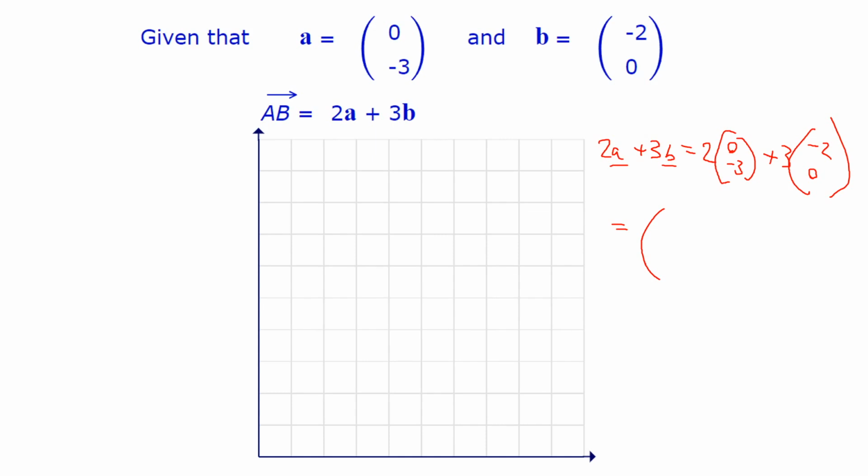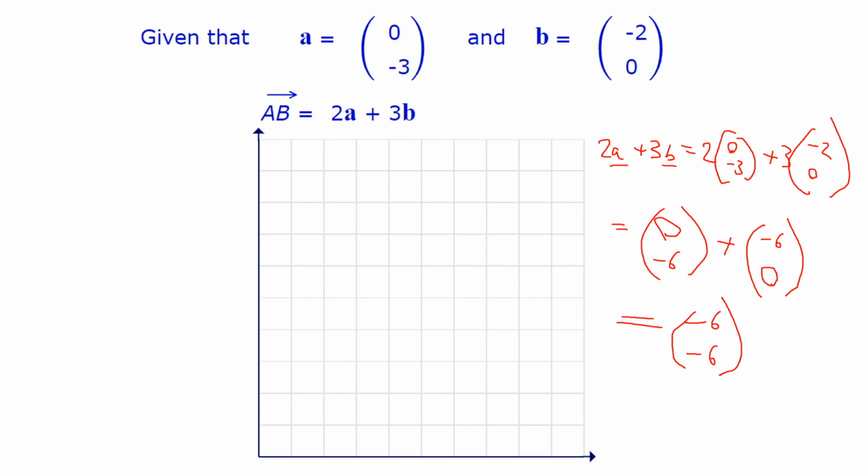2 times 0 is 0. 2 times -3 is -6. Plus 3 times -2 is -6. 3 times 0 is 0. And so what is (0, -6) plus (-6, 0)? That's just the same as (-6, -6).